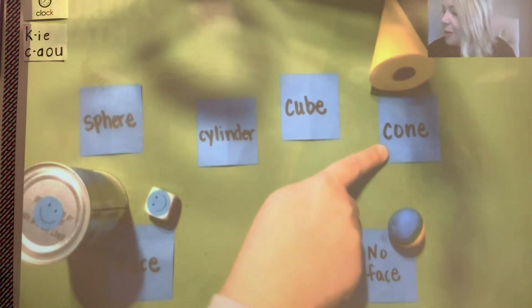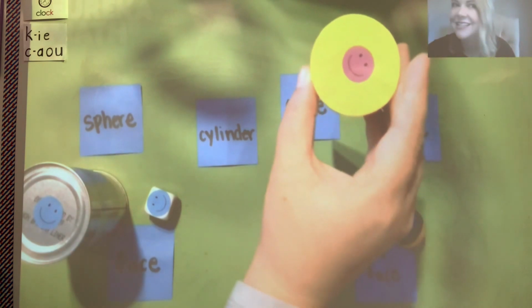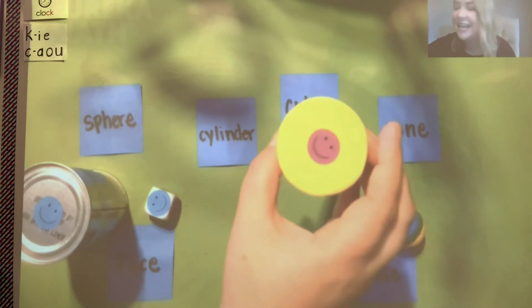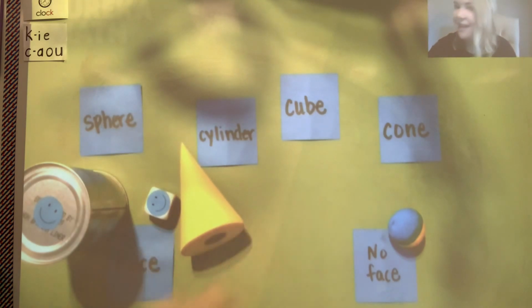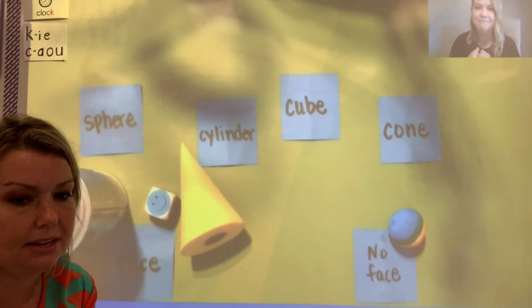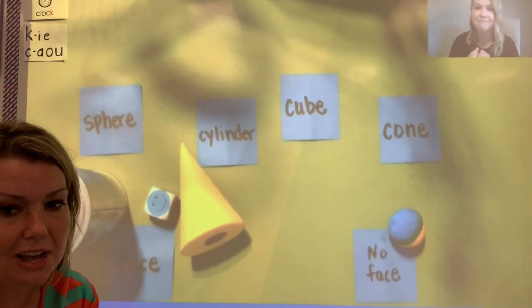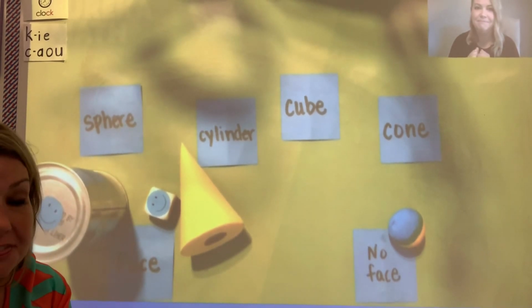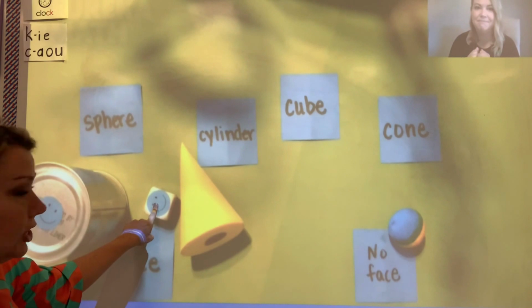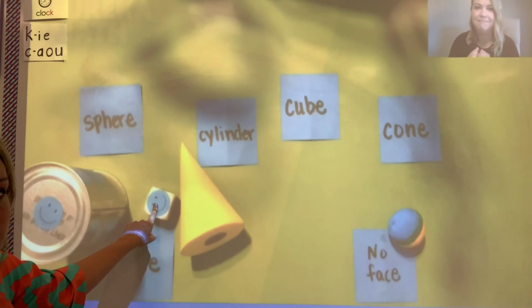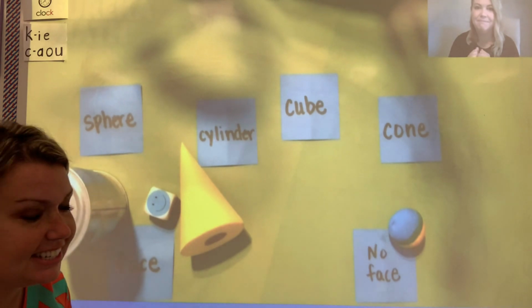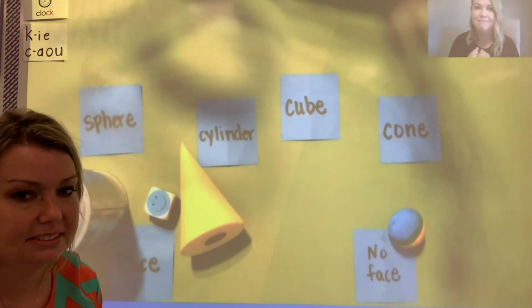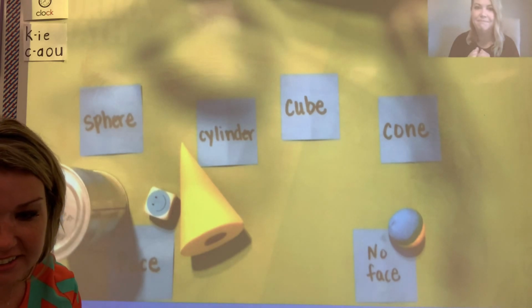Good job. What about a cone? Does it have a face or no face? It does. It has 1 face. So which of our shapes has the most faces? See if you can name the shape. Russell, which shape has the most? The cube. I love how you use the name of the shape. How many faces does it have, Russell? 6. Very good.